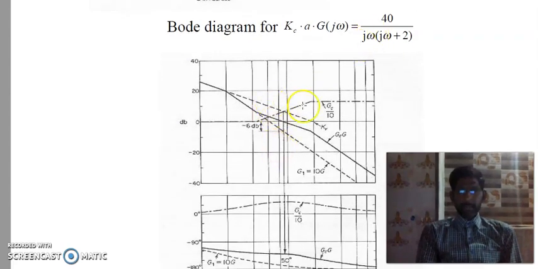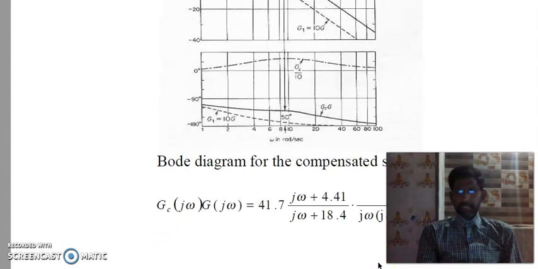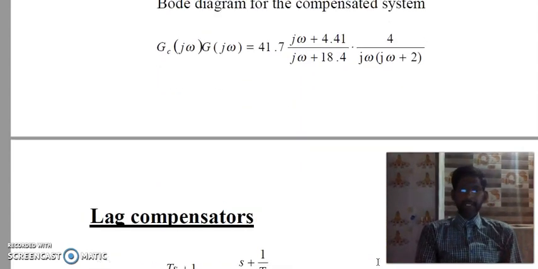For this, the Bode plot is this. And the compensated Bode diagram for the compensated system is Gc of j omega into G of j omega equal to 41.7 (j omega plus 4.47) divided by (j omega plus 18.4) into 4 divided by j omega into (j omega plus 2). This is about the lead compensator.